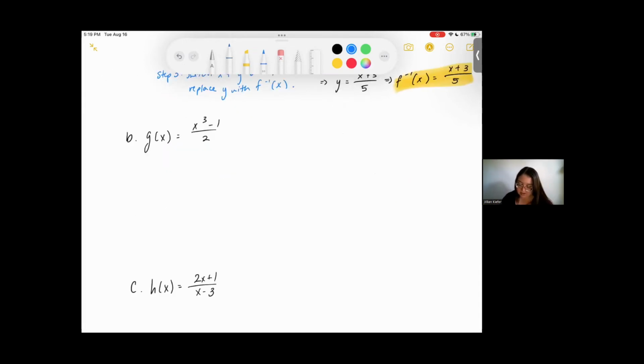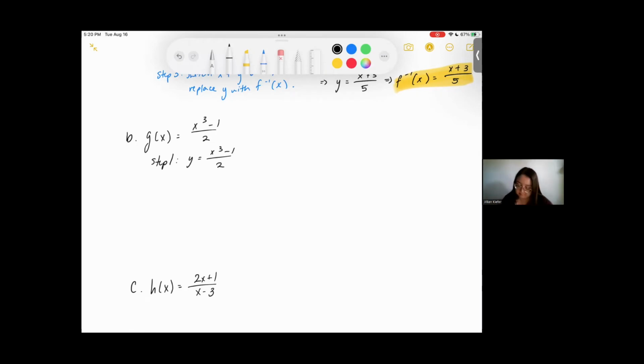So, all right. Now on to part B. We have a little bit more difficult in this case, but not too bad. We have g of x is equal to (x to the power of 3 minus 1) divided by 2. So, just like before, step 1 is that we're going to replace g of x with y. So we've got y is equal to (x to the power of 3 minus 1) divided by 2.